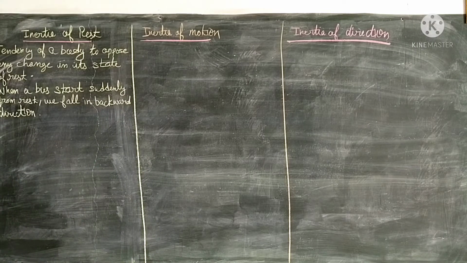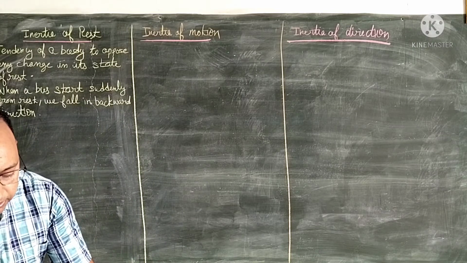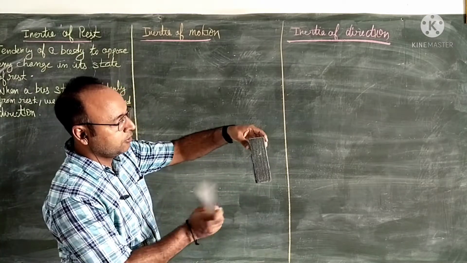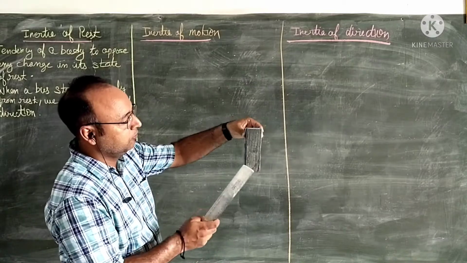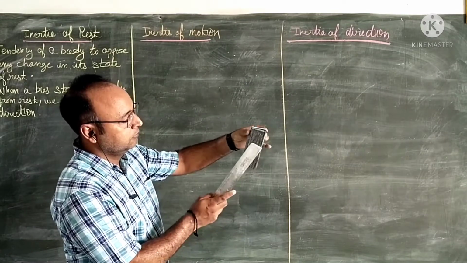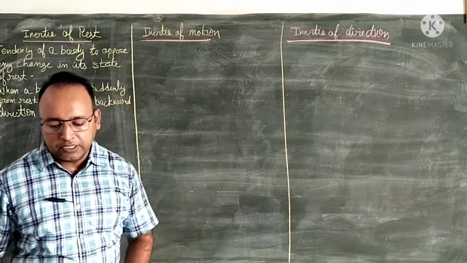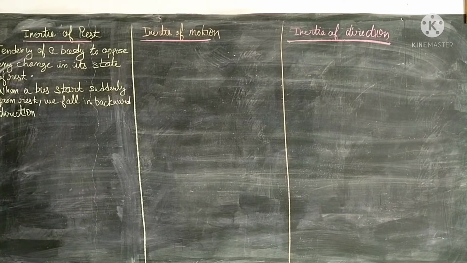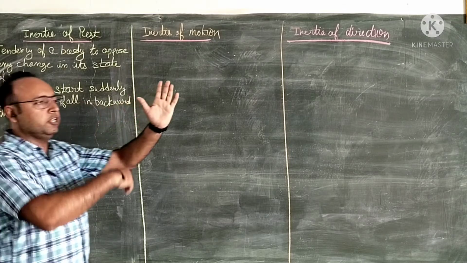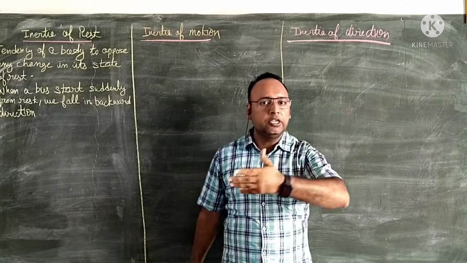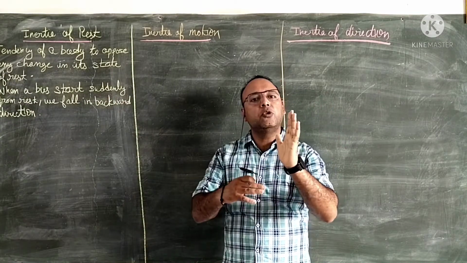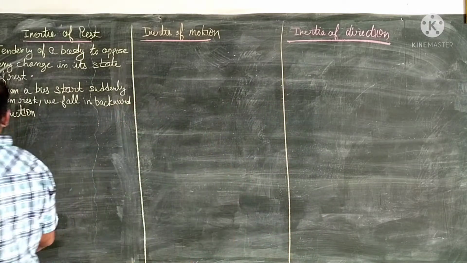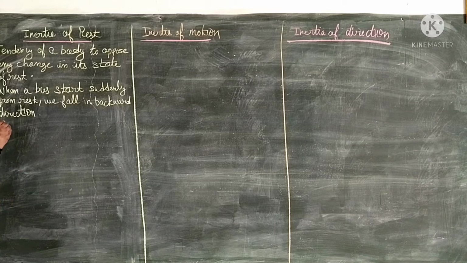Another example we can take with this simple duster. I am striking this duster, and you can see the dust is coming out. The same happens with the carpet which we have at home. So why is the dust coming out? Because of inertia of rest. When I strike the duster with the scale, the duster comes into motion, but the dust particles present in the duster fall down, right, due to inertia of rest. So what can I write?